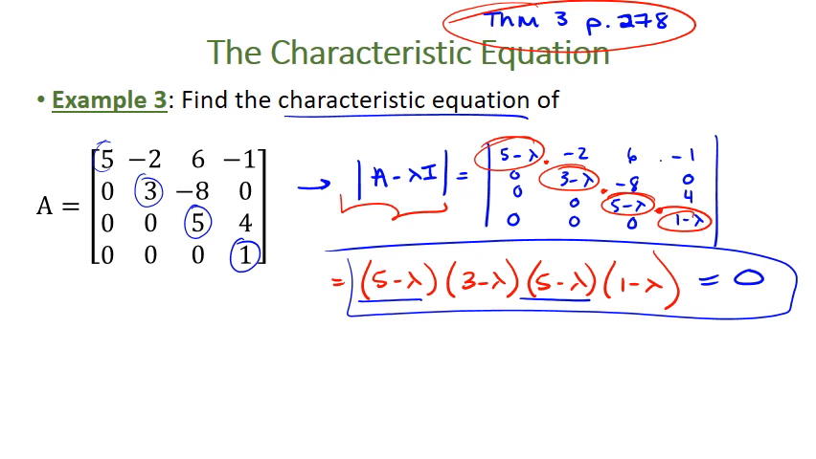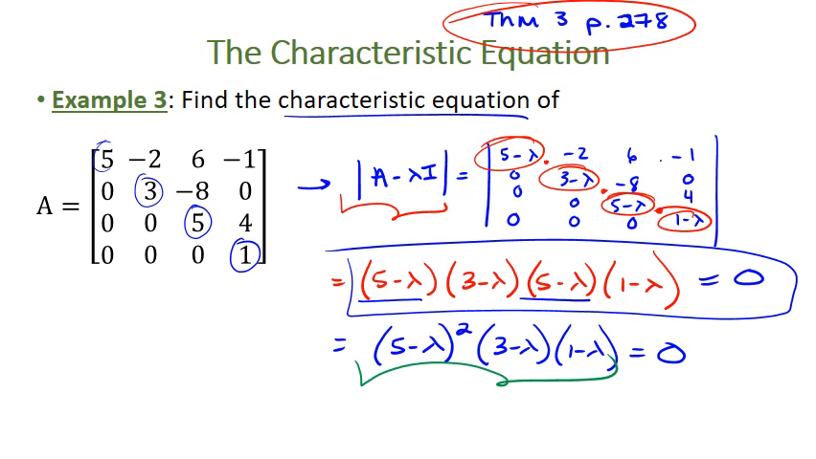Now, I can also notice that I have some common factors. So I can write this as 5 minus lambda quantity squared, 3 minus lambda, and 1 minus lambda. I would accept that. But then you could also FOIL this all out, multiply it all out, come up with the polynomial, so the characteristic polynomial as well. Just for the sake of this video, we'll go ahead and say this is the characteristic equation, but of course if you want to expand that, you are certainly able to.